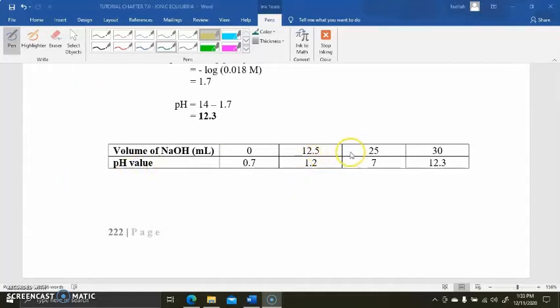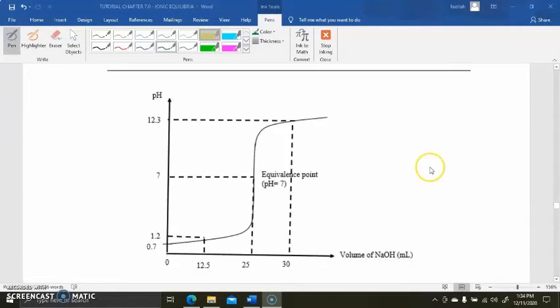Okay, right. So at equivalence point yang kita kira yang C, kita kira volume of NaOH added adalah 25 ml. Okay, and the pH value is 7. Okay, and after kita dah add all 30 ml of NaOH, okay, the pH value adalah 12.3. Okay, so you nampak tak? Bila kita involve calculation, kita kena letak specific volume and also specific pH yang kita dah calculate. Baru kita akan sketch the titration curve.